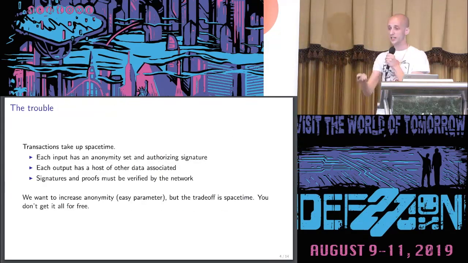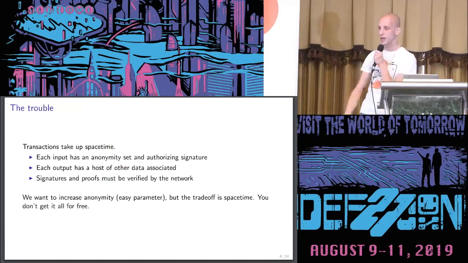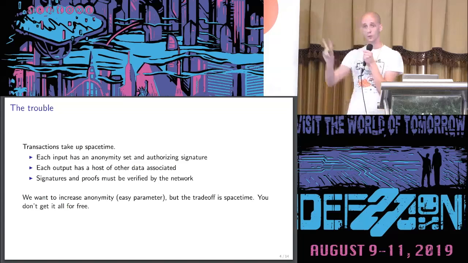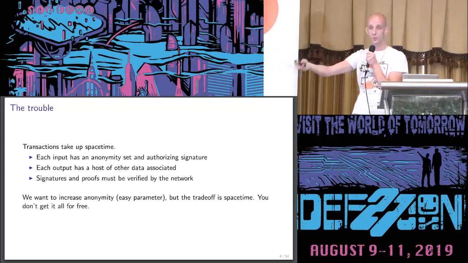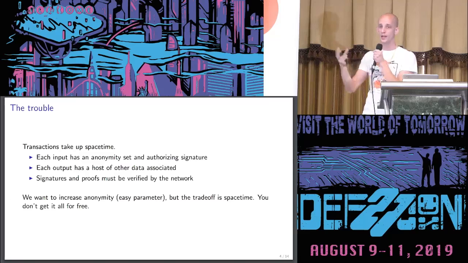The trouble, of course, as I said, is that transactions take up space-time, and in particular, every input note to a transaction has a particular anonymity set. It also has to have an authorizing signature showing that it is intended to be spent in a transaction. Output notes that are generated have a host of other auxiliary data associated with them that are needed for proper verification. And of course, signatures and all the proofs and everything that we're packing into this big transaction structure have to be verified by the network, so time comes into play.